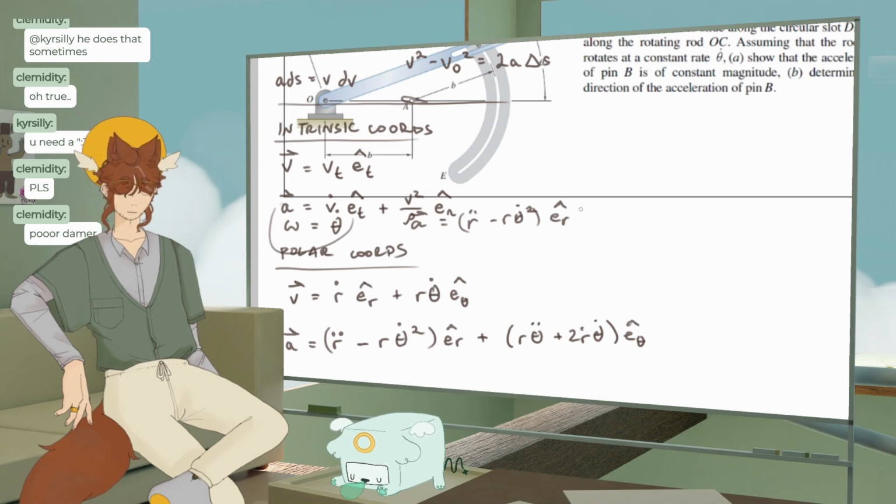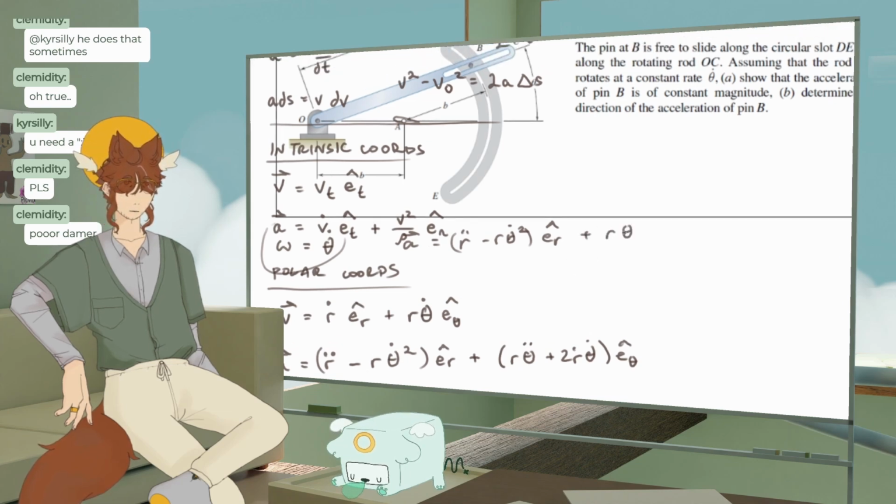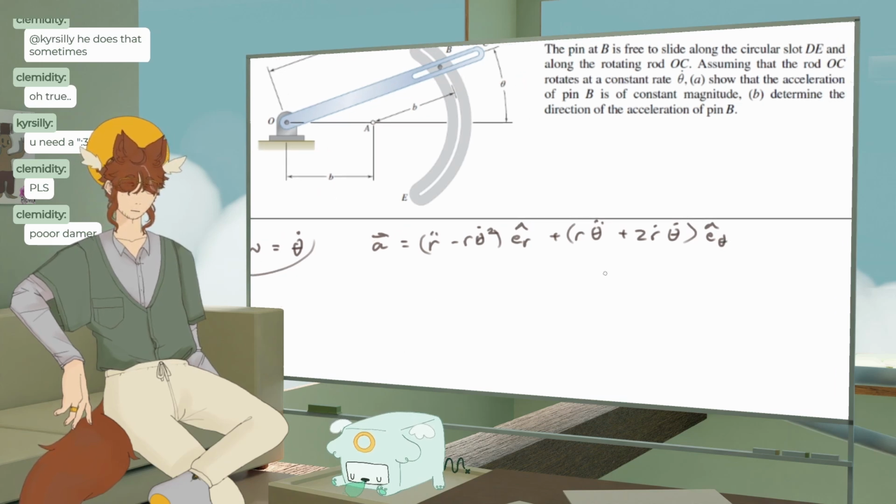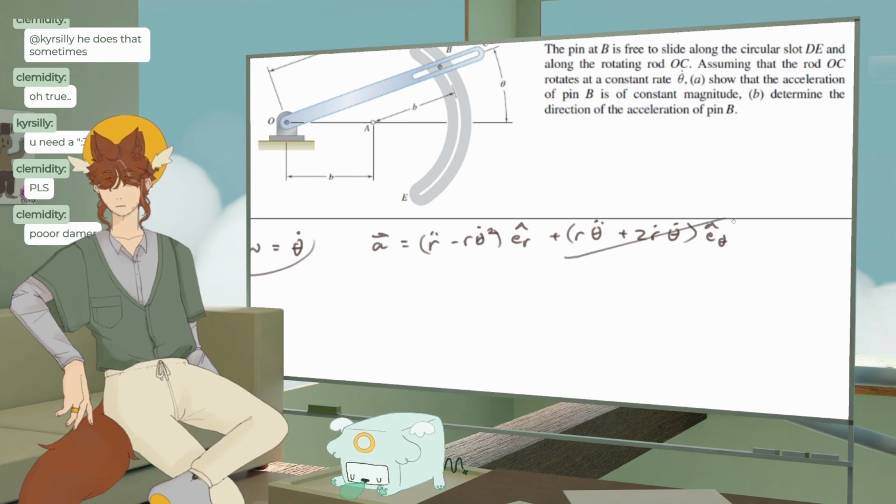Oh, it's okay. I was just gonna say that there's gonna be some parts of this that are 0, but that's okay. It's a great song to end on. Okay. So theta dot is saying the rod rotates at a constant rate, so there's going to be a part of this acceleration that is not existent. So we only have r double dot minus r theta dot squared ER. And this is 0, because theta dot is 0.